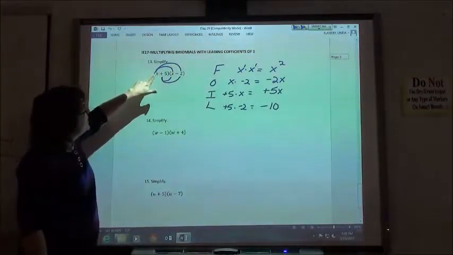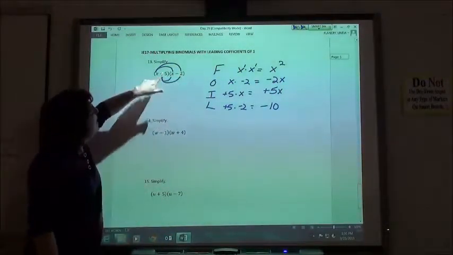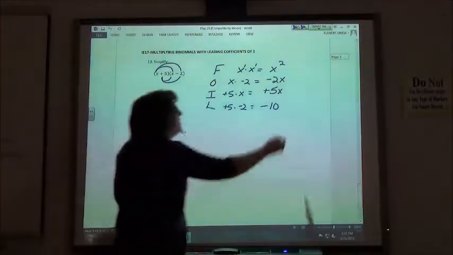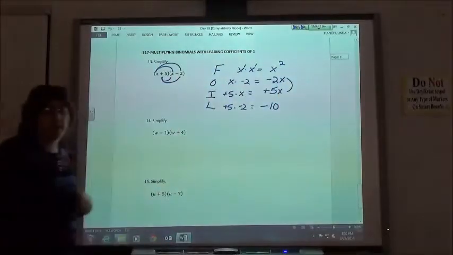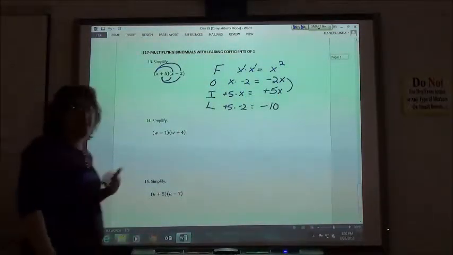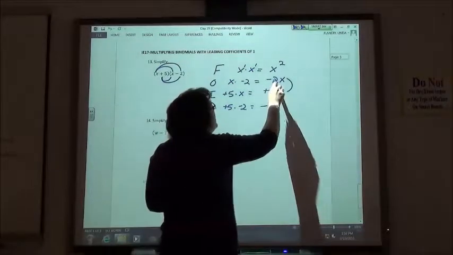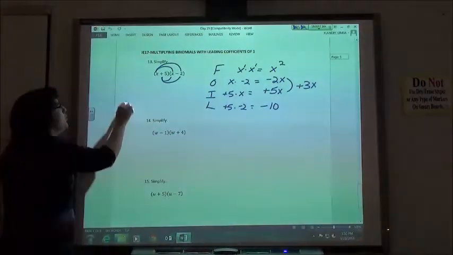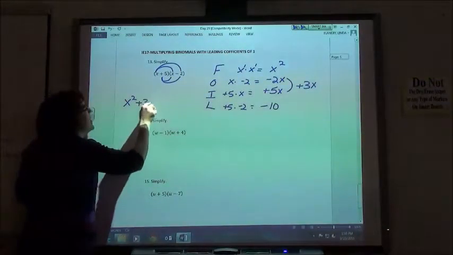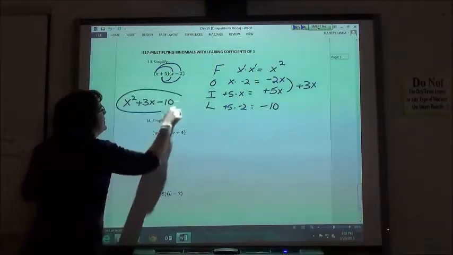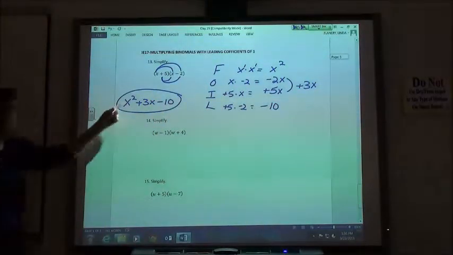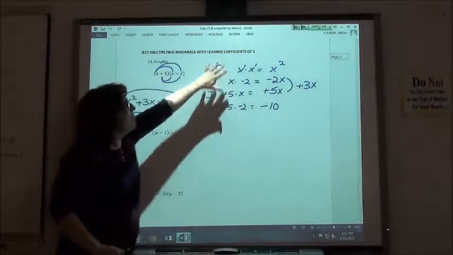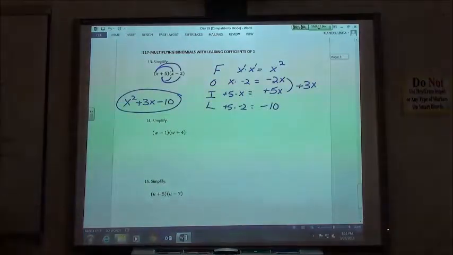So really what I did is I took this x times both of these two terms and then the 5 times both of those two terms. Now when you have your list, these two terms here are going to be like terms. Negative 2x and a positive 5x have the exact same variable. I can combine them. Negative 2 plus 5 is positive 3x. So my answer looks like this, x squared plus 3x minus 10. They happen to call that a trinomial because there's 1, 2, 3 terms. So normally I don't write all of that down, but just to explain what foiling is, I put that there.